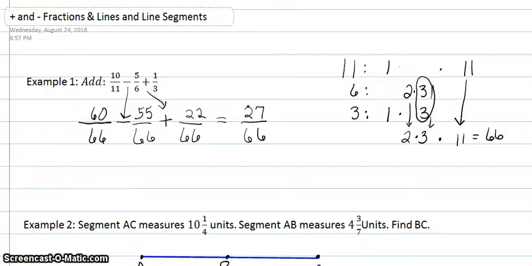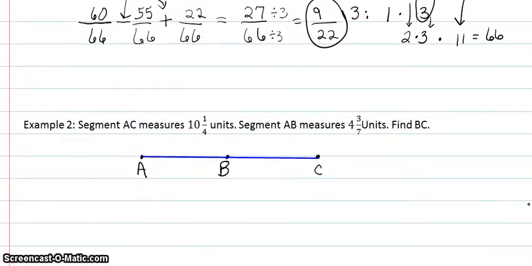Now, this is good, but it could be better because we can reduce. So 27 and 66 are both divisible by 3. So I'm going to divide both of those by 3. So that's 9 over 22, and then that would be our answer. And you would want to double check, because sometimes you might not have used your biggest common factor.